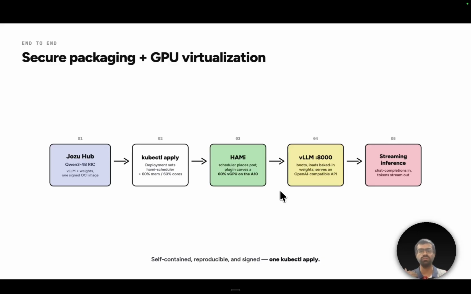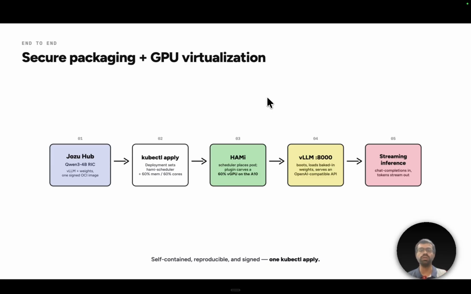Next, we use kubectl apply for a deployment. The pod spec sets the scheduler name as HAMi scheduler and those two HAMi limits that we said earlier, which is 60% memory and 60% cores. Third, the HAMi scheduler finds a GPU slice and places the pod, and the device plugin carves out a 60% fractional vGPU on the actual physical GPU.